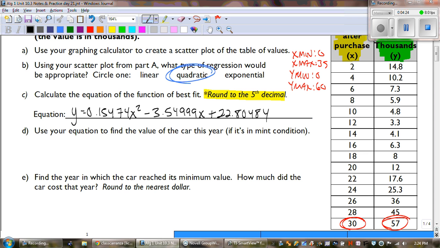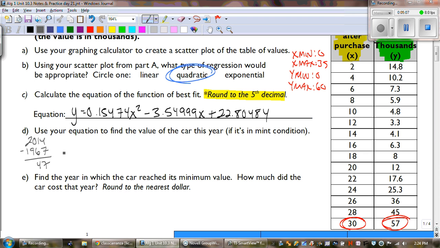Question D. Use the equation to find the value of the car this year. Okay, well, what year is it right now? It's 2014. What year is the car? It's 1967, so we have to find the difference between those 2 years. So 2014 minus 1967, and what'd you get? Are you sure? Do you need to double check? Okay, I got 47 too. I just wanted to make sure.